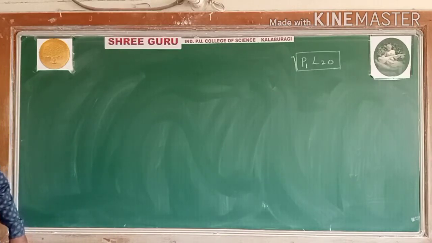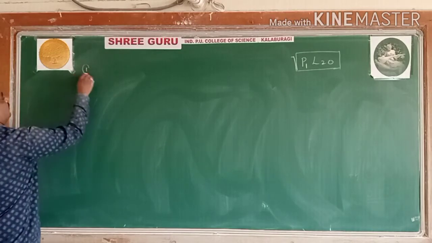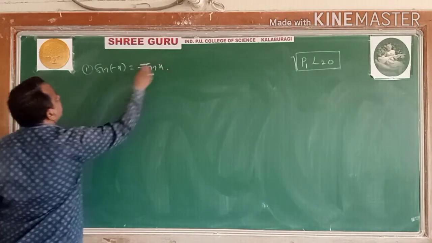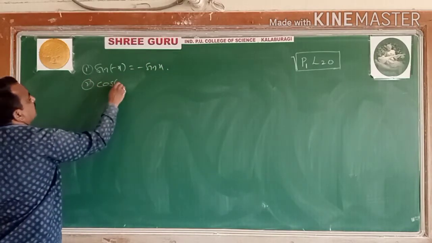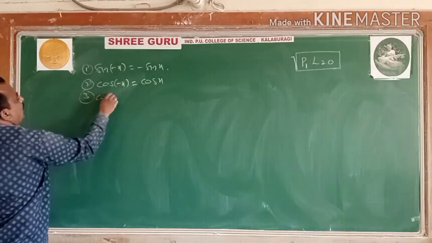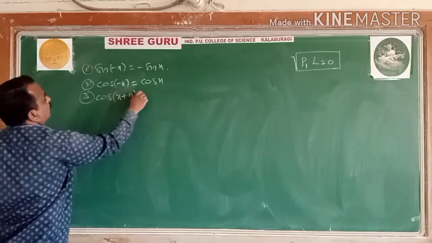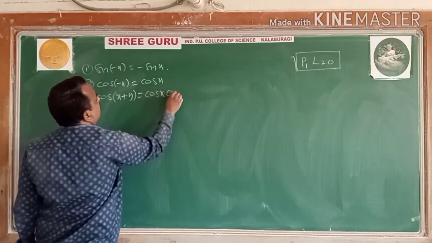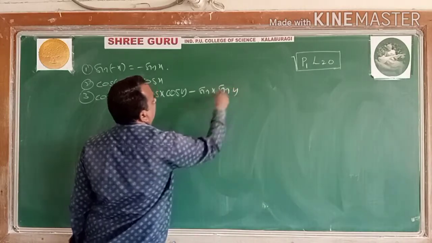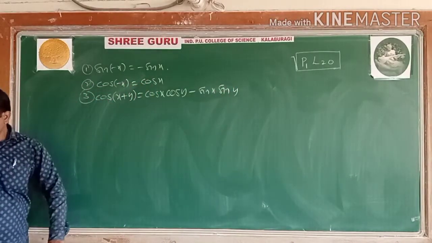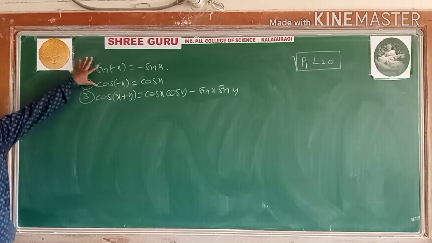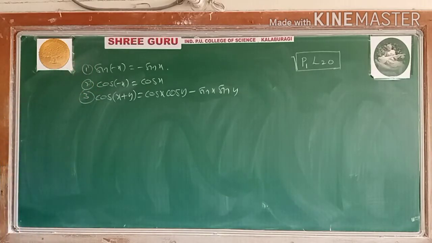First result what I have written here: sin of minus x is minus sin x. Second point, cos of minus x is plus cos x. Just we have proved. The third result is cos of x plus y, which is cos x into cos y minus sin x into sin y. These are three results. These two results are there, and this one we have proved using these two results.